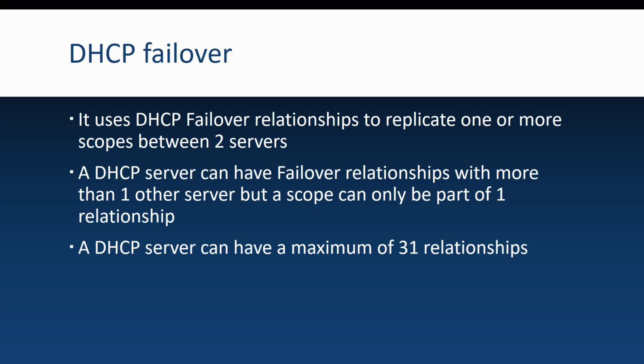So enter DHCP failover. It uses relationships. The relationships are the basic unit of DHCP failover, and through these relationships it replicates one or more scopes between two servers. A DHCP server can have failover relationships with one or more servers, but very importantly, each scope can be part of only one relationship.